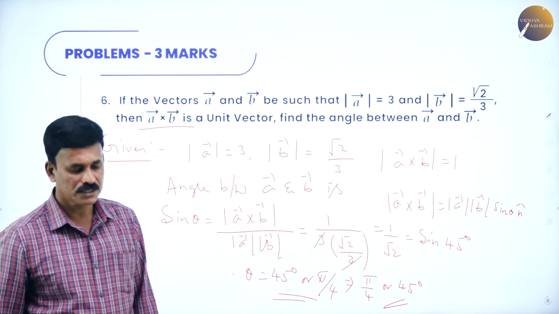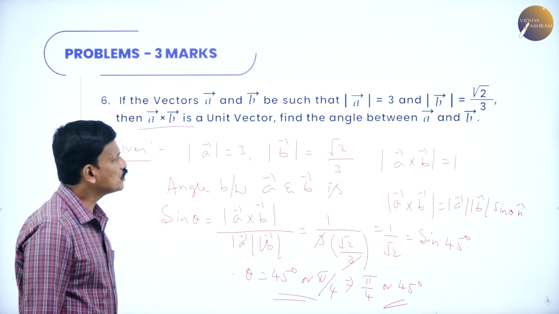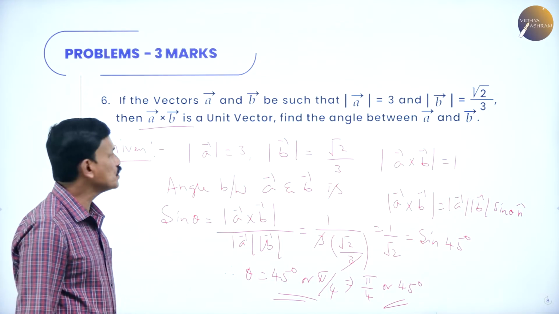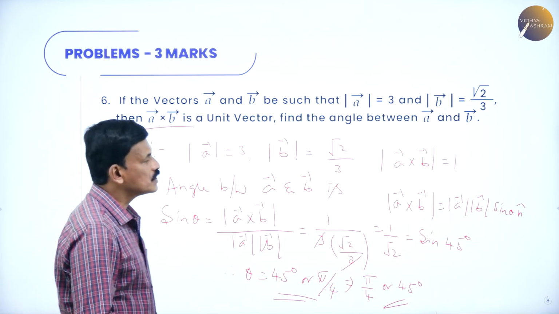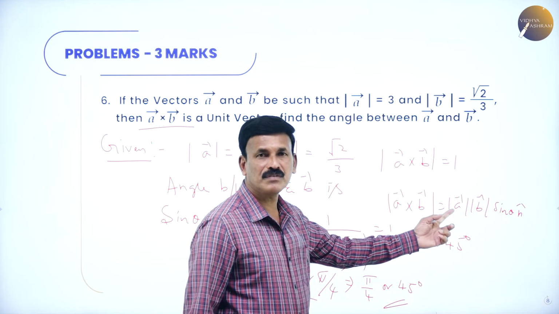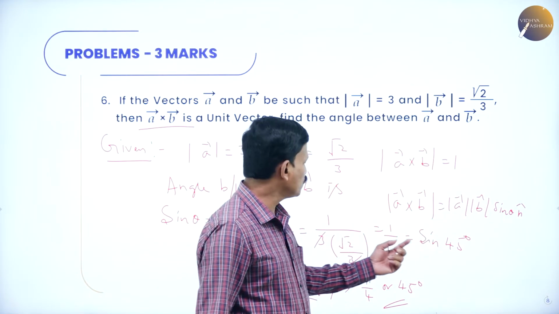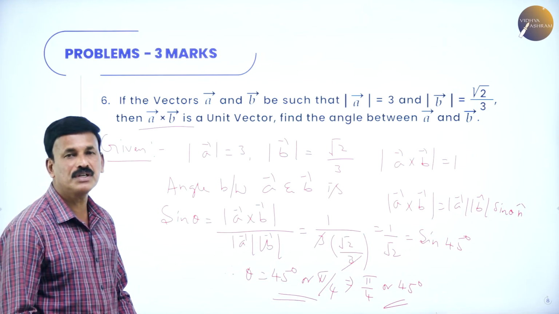Let me explain once again. Given length of a is equal to 3, length of b is equal to root 2 by 3, and a cross b is a unit vector. Then a cross b is a unit vector means length of a cross b is equal to 1. We know length of a cross b is equal to length of a into length of b sine theta into n cap, or sine theta is equal to length of a cross b divided by length of a into length of b.